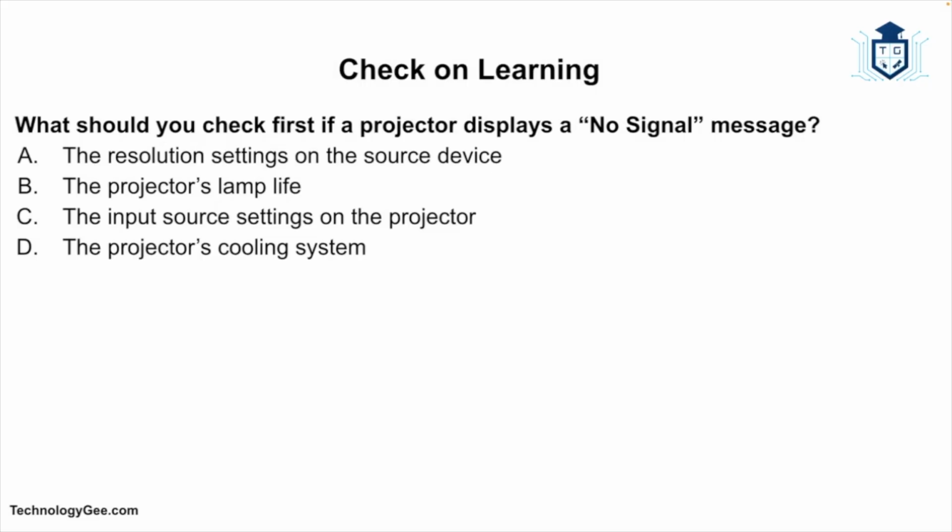And with that being said, let's do some check on learning. So what should you check first if a projector displays a no signal image? Should you check the resolution settings on the source device, the projector's lamp life, the input source settings on the projector, or the projector's cooling system?